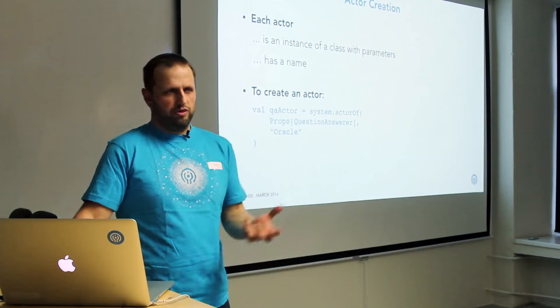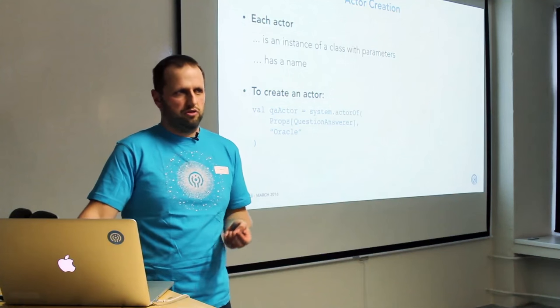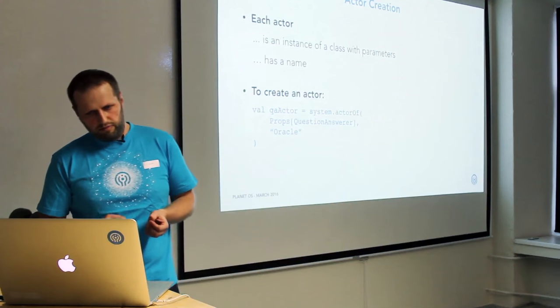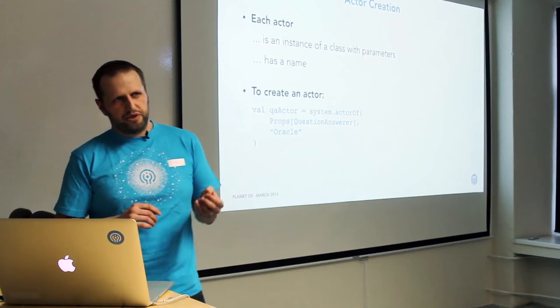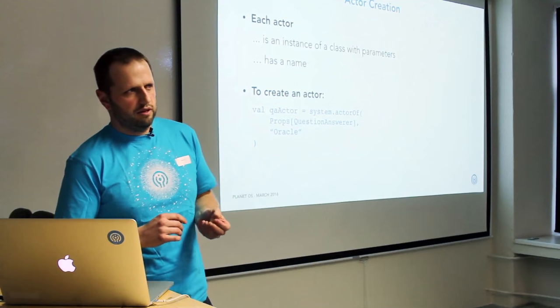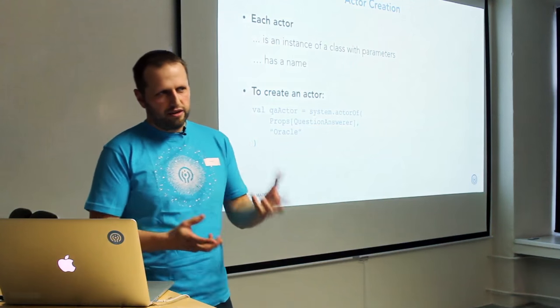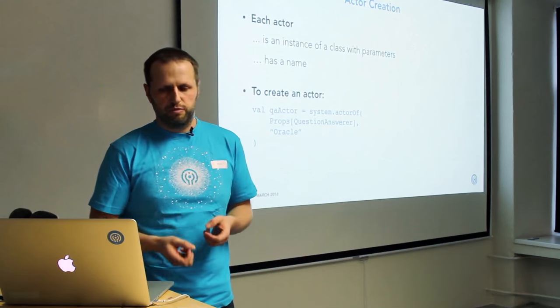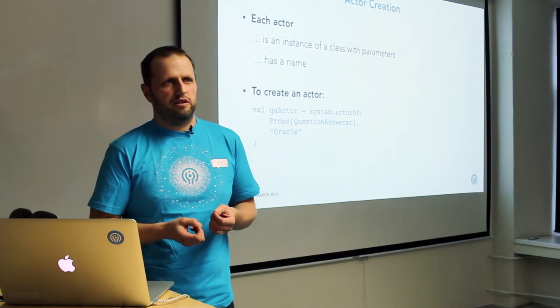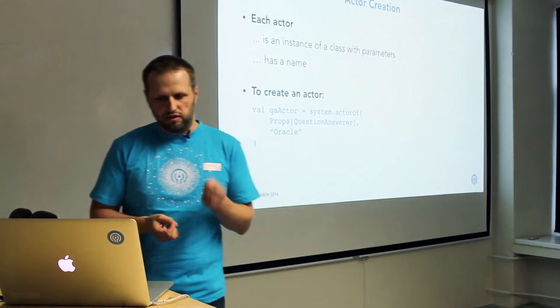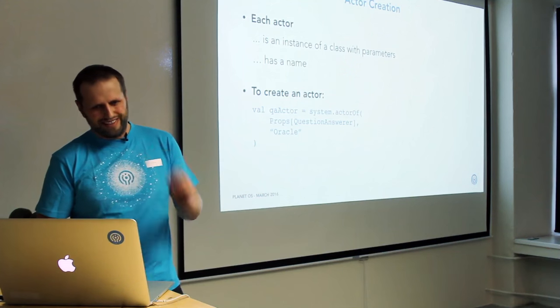So how do you get an actor? Well, first option is you can create an actor. An actor is essentially an instance of a class plus the state of the actor. So each actor has its internal state that it does not expose, but can manage itself. And the important part is also that each actor has a name.